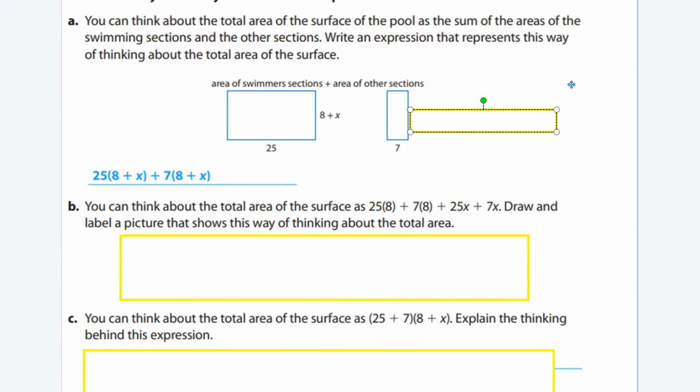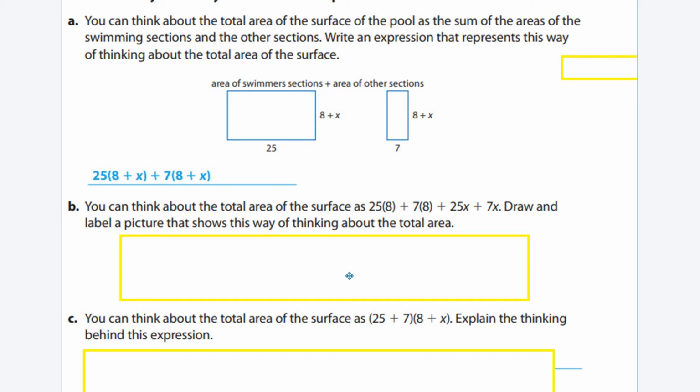Well, let's see what you got for A. If you got 8 plus x times 25 plus 8 plus x times 7, you are correct. Remember how to find area of a rectangle, right? Base times height, or you can say length times width. So there it is, length times width. The width is 8 plus x, we put it in parentheses, times 25, and then you have the same thing here, 8 plus x times 7, and then obviously you're adding both of them together.